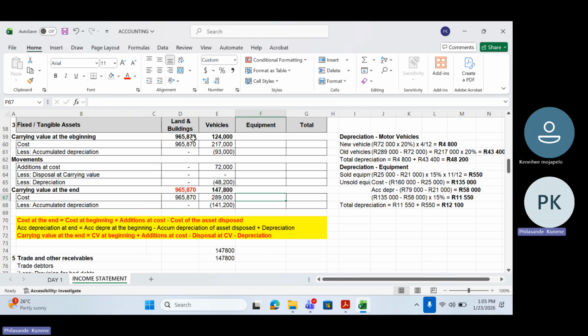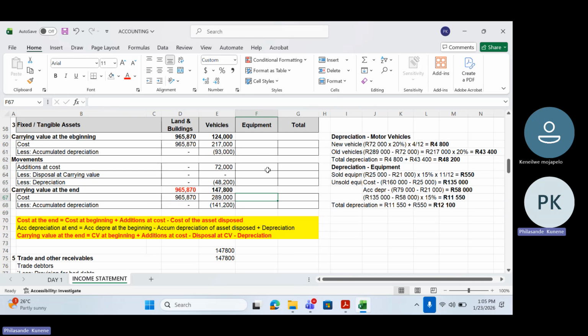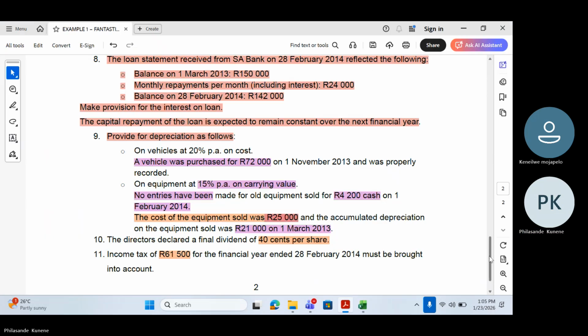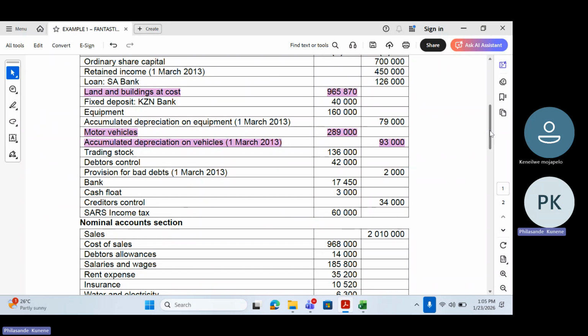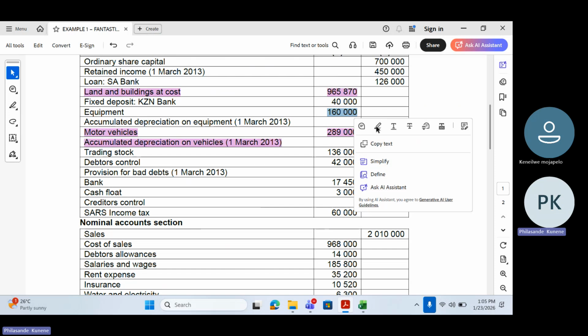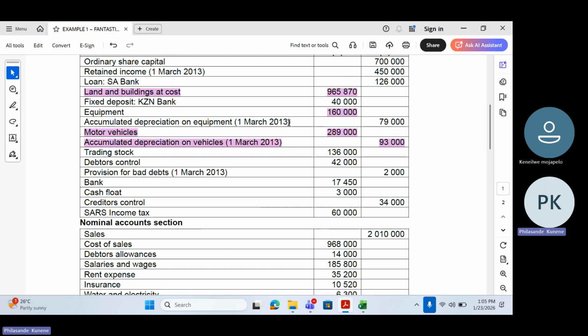Okay. So you're happy with how we dealt with vehicles, né? Can we go to equipment now? Okay, so for equipment, we go back to the trial balance. For equipment, what do we have here? We have equipment cost of 160,000 and we have accumulated depreciation on equipment on 1 March 2013. So which means now we show that this 79 is the accumulated depreciation at the beginning. Do you agree with me?